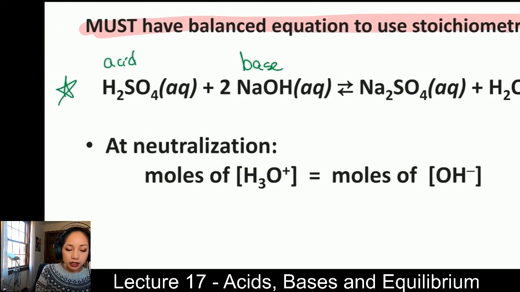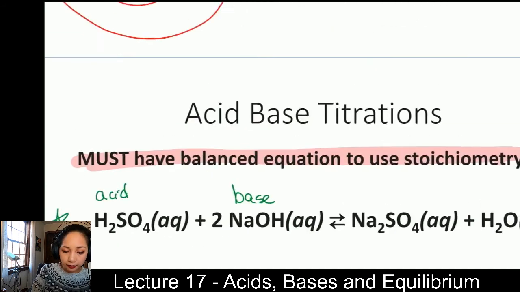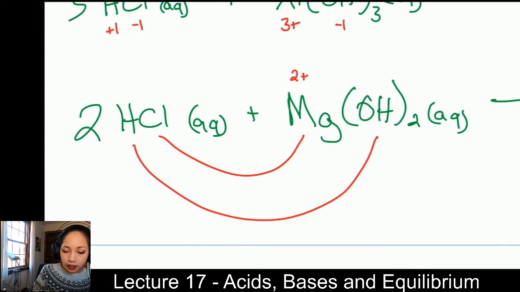You actually see here that there are 2 protons on our acid. So you essentially need 2 sodium hydroxides in order to neutralize it. 2 moles of sodium hydroxide are required to neutralize 1 mole of sulfuric acid. While if we look back over here at magnesium hydroxide, there are 2 hydroxides here. So you need 2 moles of acid in order to neutralize 1 mole of magnesium hydroxide.